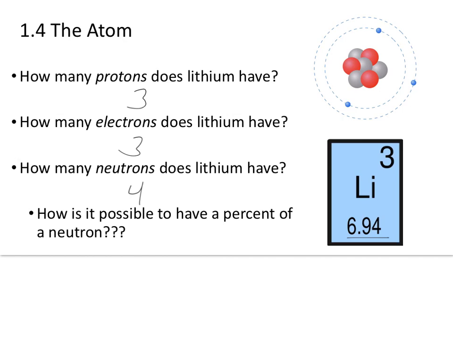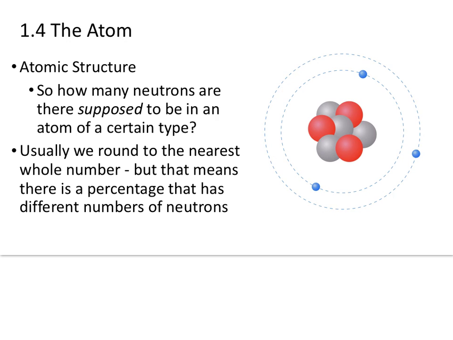It's like saying that the average number of children in a household in America is 2.5. Well, you can't have a half of a child, but on average, it averages out to a half of a child right there. Similar to this right here. So, how many neutrons are supposed to be in an atom of a certain type?